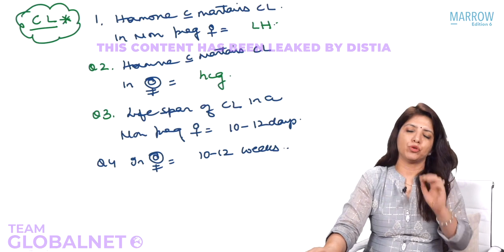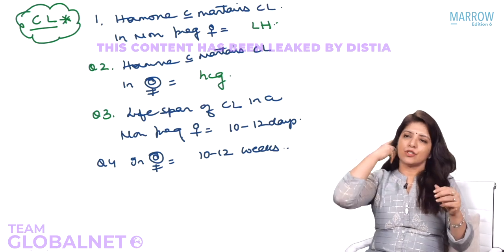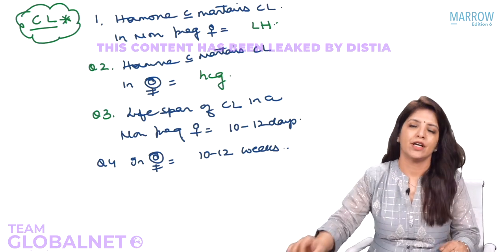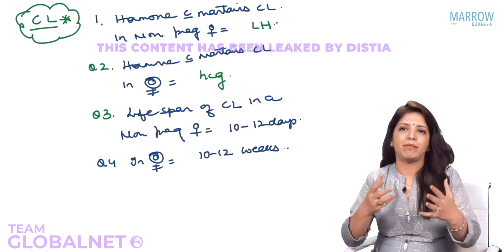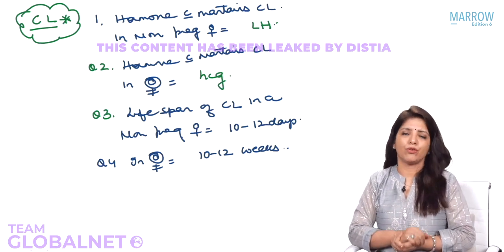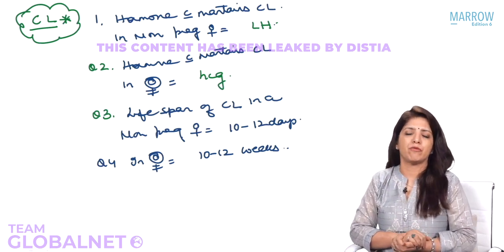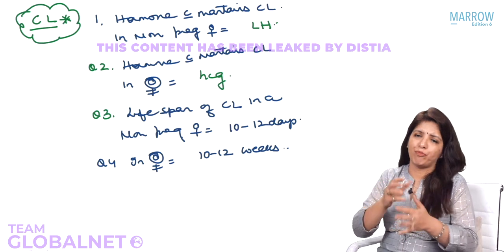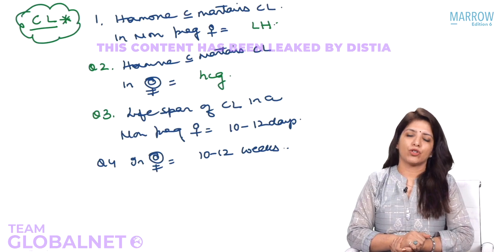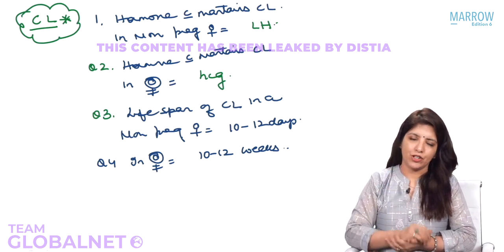Now, just one more thing. Suppose this female on day 14, when she ovulated, at that time she became pregnant. Now, corpus luteum is still formed during pregnancy also. Now, that corpus luteum which is there at the time of pregnancy is called as corpus luteum of pregnancy. Now, this corpus luteum which is there because of the hormone LH, right?